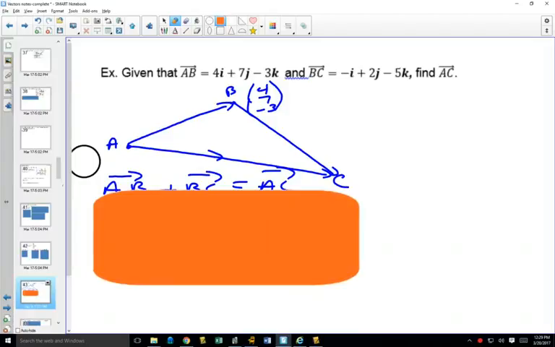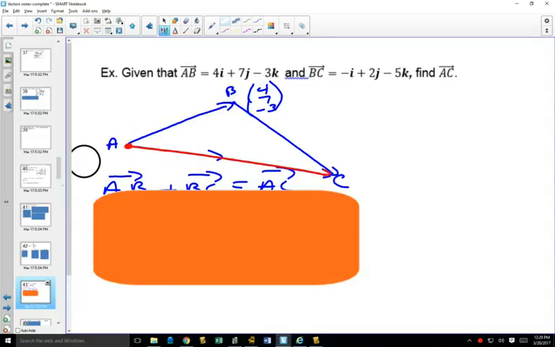One of the things that you can do to help yourself understand what's going on is to draw a little diagram. You know A to B, and you know B to C. Can you find A to C? So in other words, we want to find this one in red.